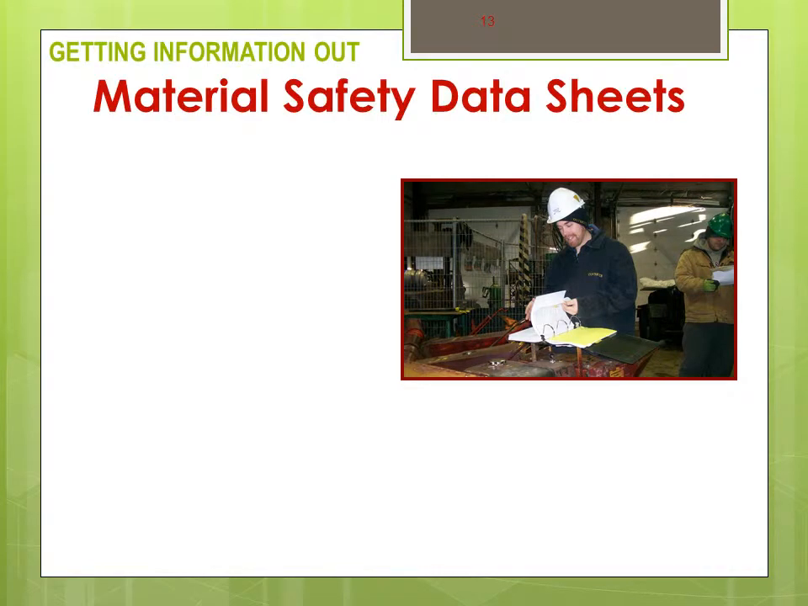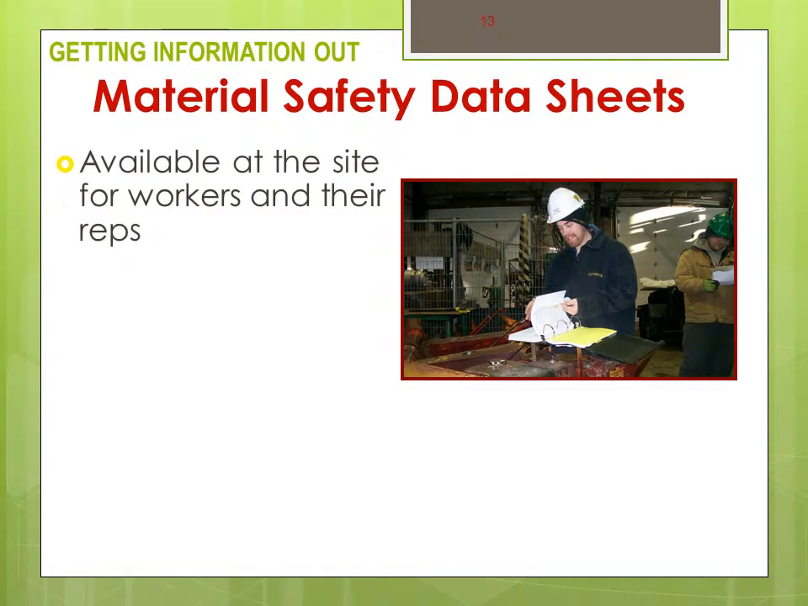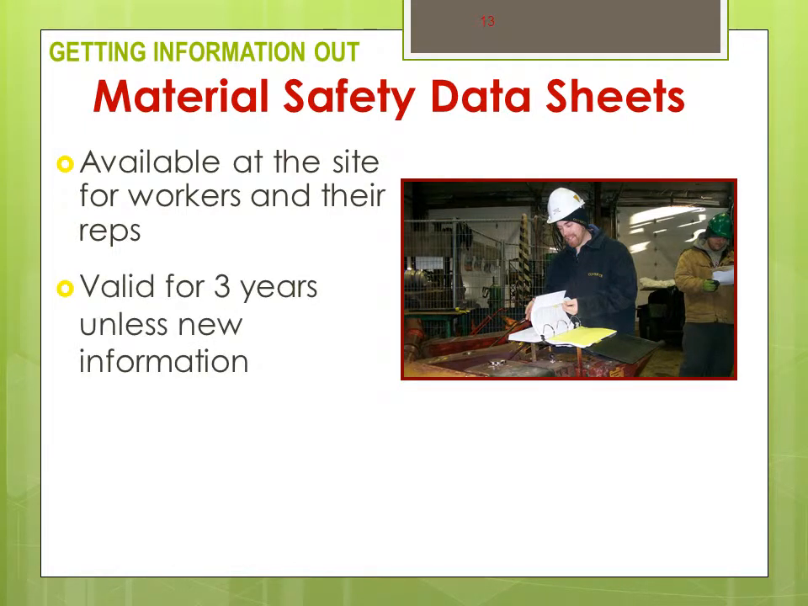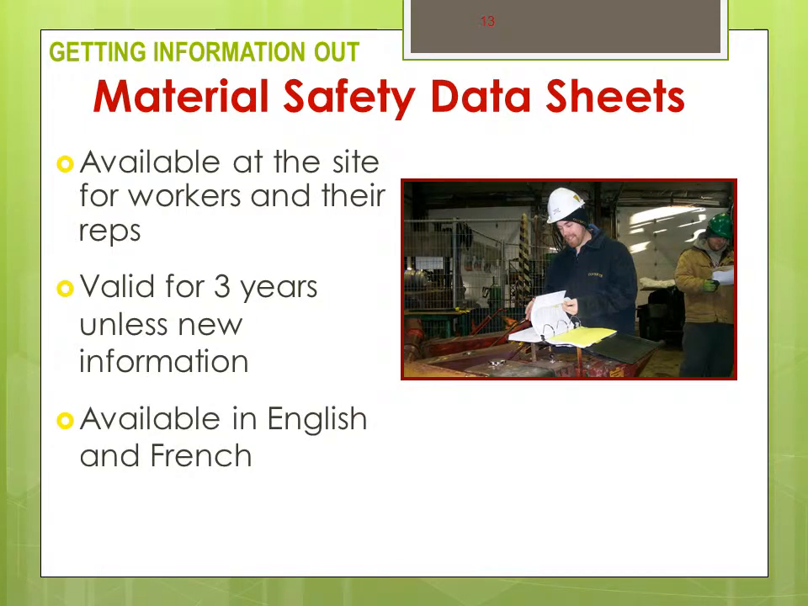The second level of the WHMIS information system are material safety data sheets, or MSDS for short. MSDS contain details for emergencies and instructions for the safe handling of the material. They are valid for 3 years and are to be available in both English and French. There are 9 categories on an MSDS, and they are as follows.